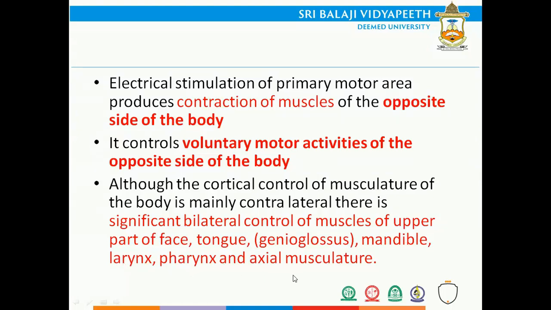So the entire body's muscles are controlled by the motor cortex in the brain, and the primary motor cortex will control the muscles of the entire body. How is it controlling? The opposite side: the right hemisphere controlling the left side and the left hemisphere controlling the right side. Now there are certain muscles which have bilateral control. Not only one hemisphere, but both hemispheres contribute to the motor functions. Those are the muscles of the upper part of the face, which is responsible for facial expression, the tongue for speech, the mandible muscles, pharynx, larynx, and the axial musculature.